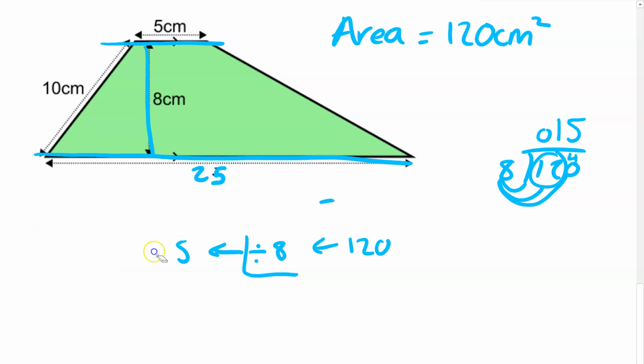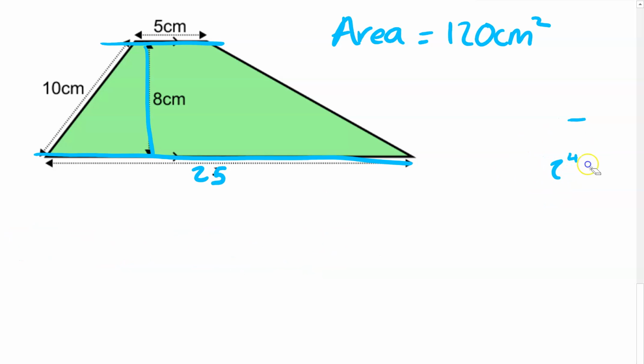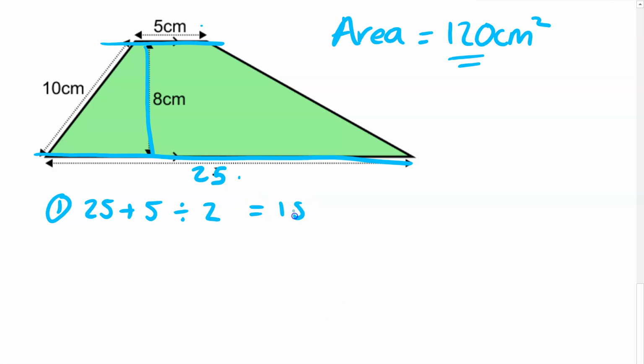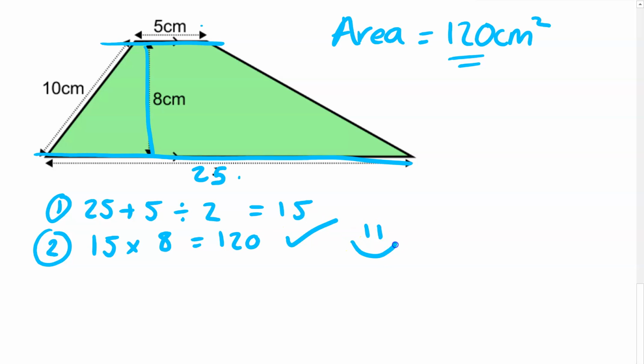So let's just make sure. It's always good to make sure. If I do this correctly, the answer I'm going to get is 120. So the process: find the middle of 25 and 5. Quickest way is to add them together and halve it. If we add them together we get 30, half of it is 15. Step 2 is to multiply by the distance between the parallel sides, which is 8, and that's 120. Good, that's what we want. So we were right. The answer to this is 25 centimetres.